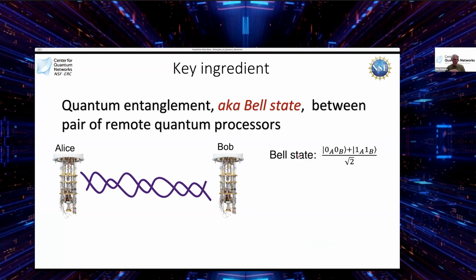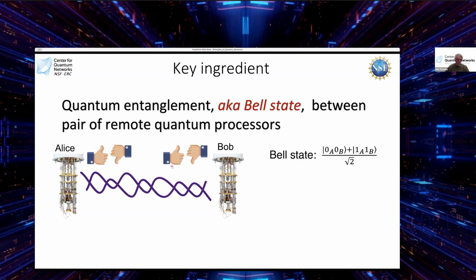The key ingredient to all of this is what's referred to as quantum entanglement, which you have undoubtedly been exposed to, also known as a Bell state between a pair of remote processors, Alice and Bob. I've shown the Bell state here, and the Bell state includes two qubits, and one qubit is given to Alice and one qubit is given to Bob. We can think of it as if each qubit is equally likely to be thumbs up or thumbs down, as I'm showing here, in superposition.